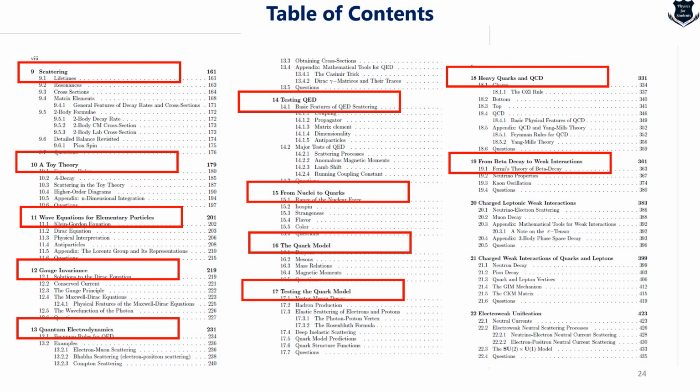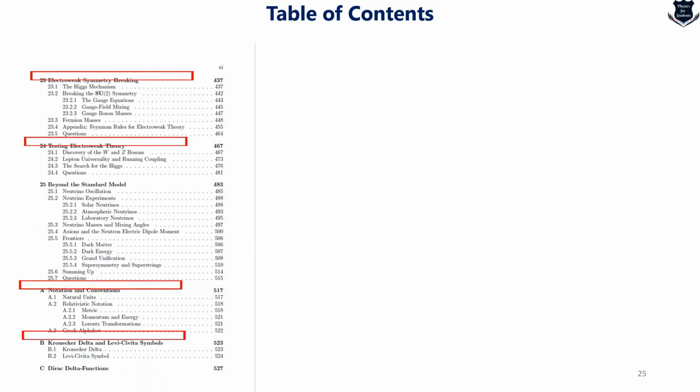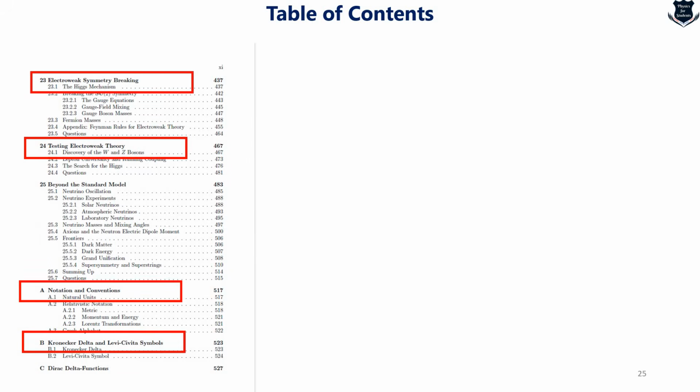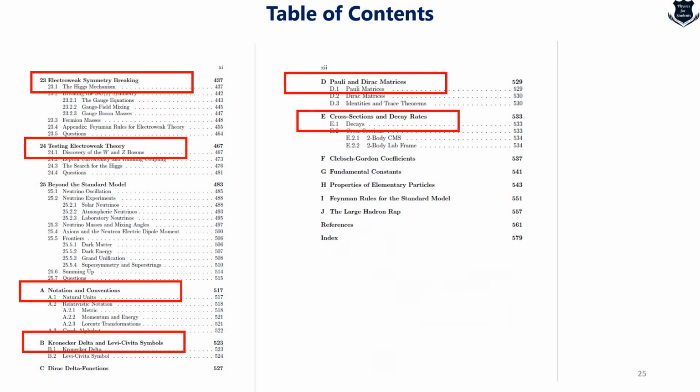Here I would like to tell you the good part of this book: along with the theoretical and mathematical preparation, the book also continuously harps upon the discoveries, the accelerators, the experiments, and how these actually confirm the theoretical predictions. Further, you can see electroweak symmetry breaking, testing electroweak theory, notations and conventions, and finally the Pauli and Dirac matrices with cross sections and decay rates, which conclude the table of contents.